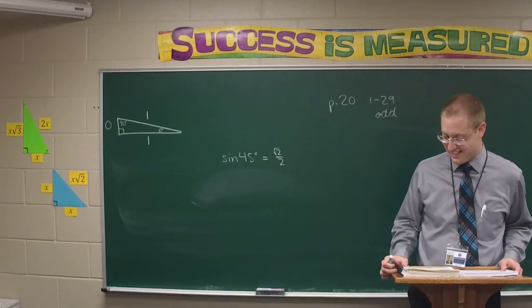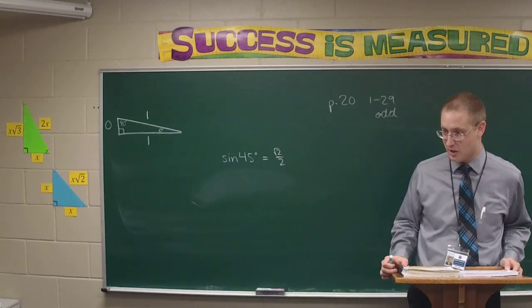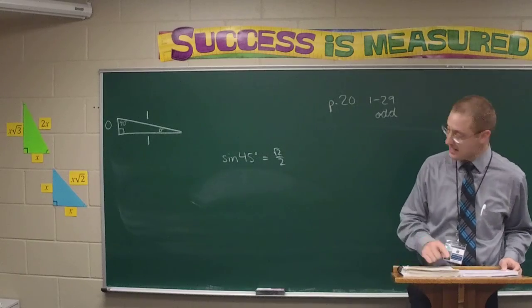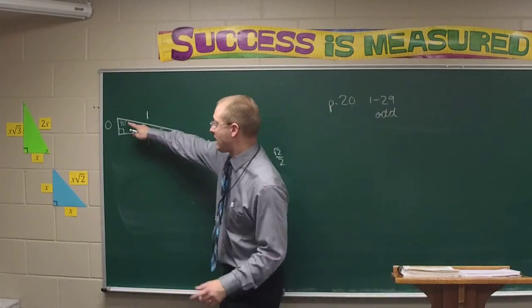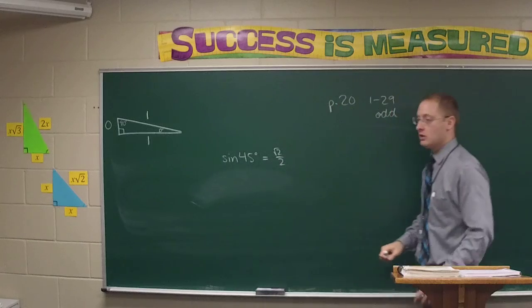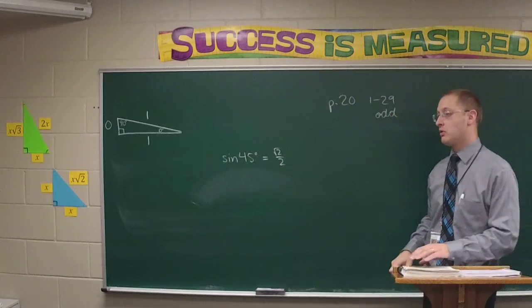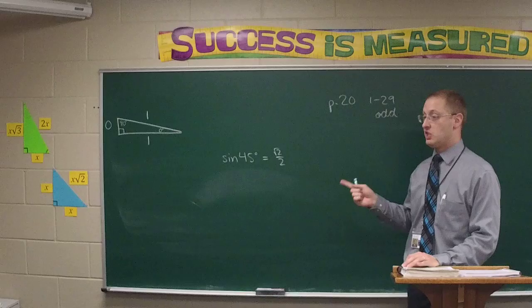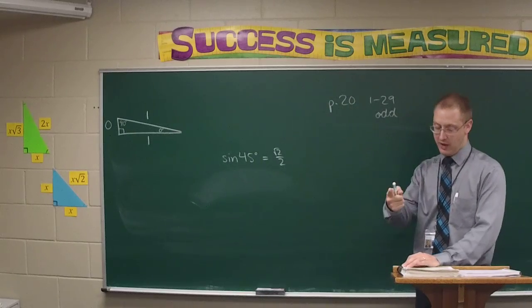Secant's what over what? Hypotenuse over adjacent. So we're looking at the 90, but again, this 90, hypotenuse over adjacent? 1 over 0, which is undefined, should be our answer.